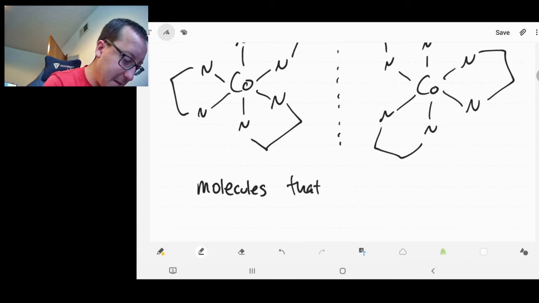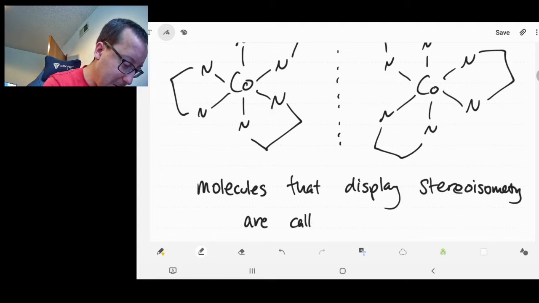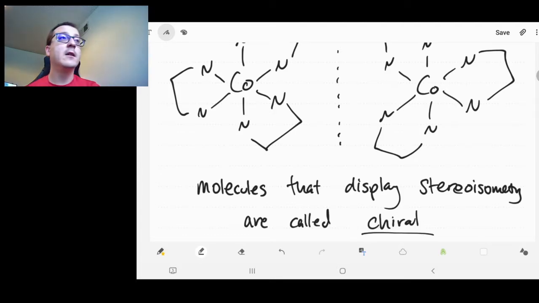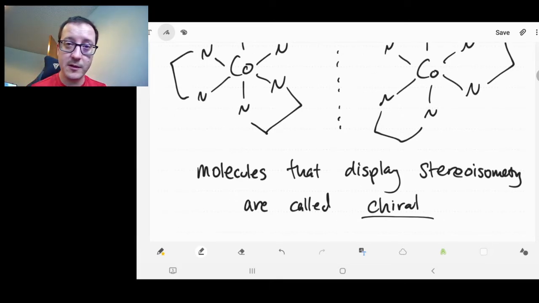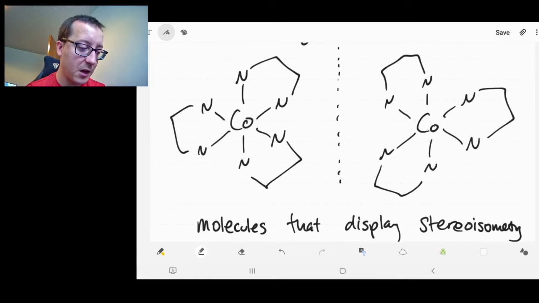Molecules that display stereoisomerism are called chiral. So chiral, it's a hard CH sound. So we would say that this cobalt triethylenediamine cobalt 3 is going to be a chiral molecule or chiral ion, because you can arrange these in such a way that you can't overlap them no matter how you try to do so. And so they're going to form mirror images of each other that you cannot superimpose. So those will be chiral.